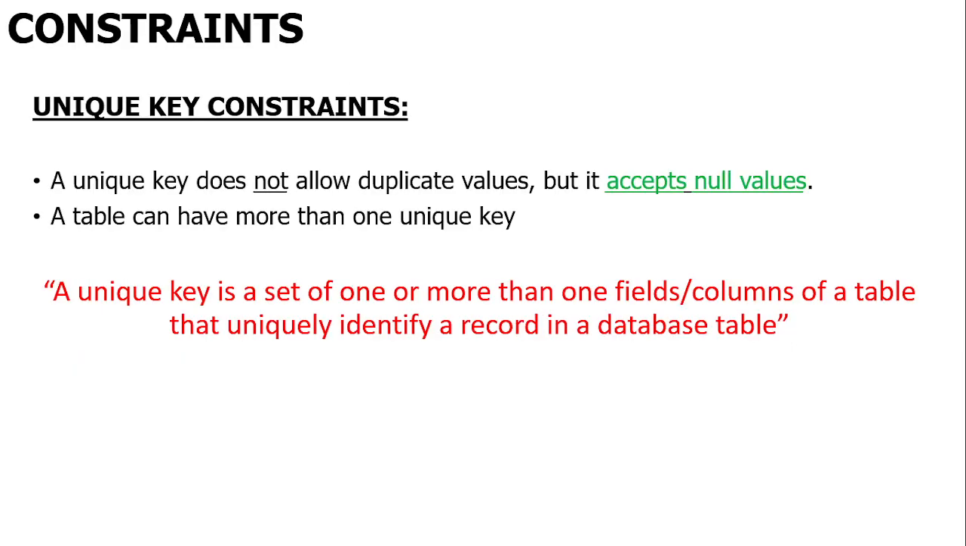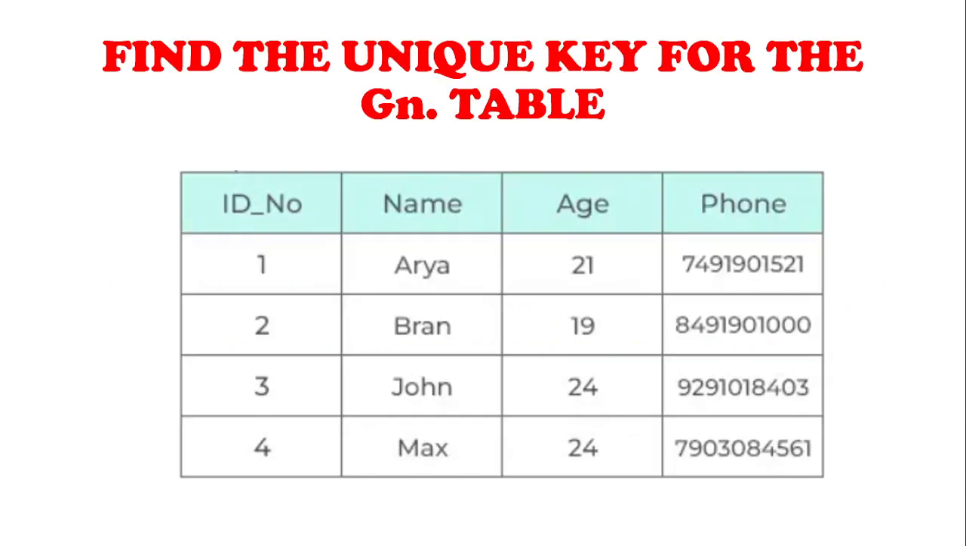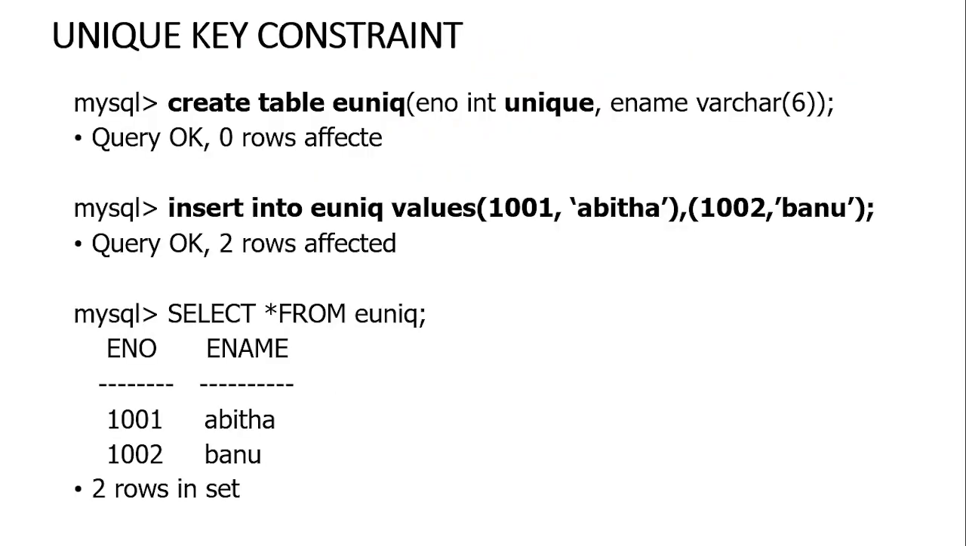Then unique key constraints. A unique key does not allow duplicate values, but it accepts null values. A table can have more than one unique key. A unique key is a set of one or more fields or columns of a table that uniquely identify a record in a database table. Find the unique key for the given table. We have ID number, name, age, and phone. Which is the unique key? You can find ID number as a unique key.